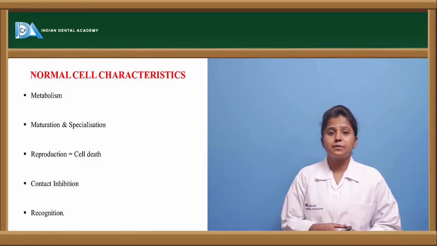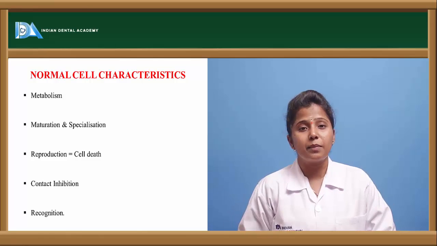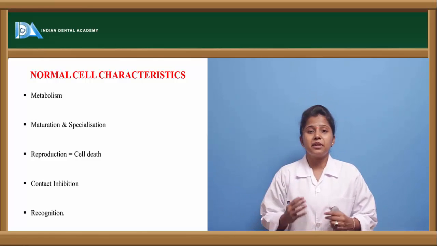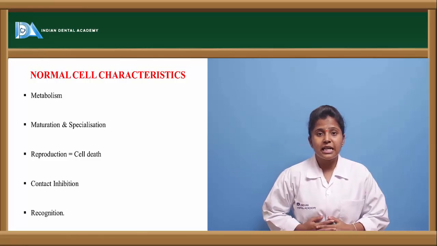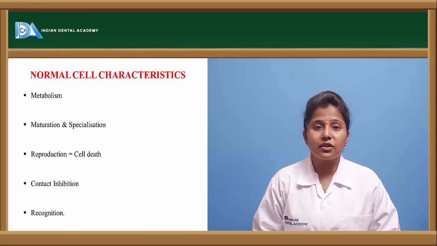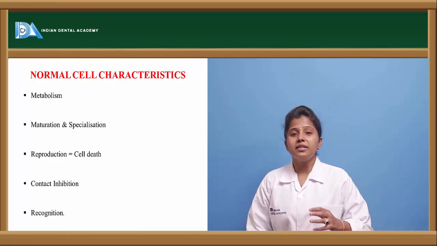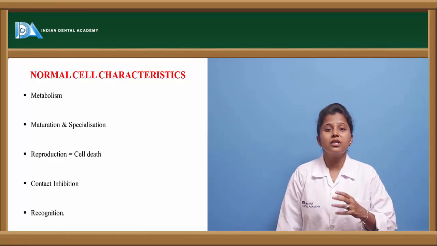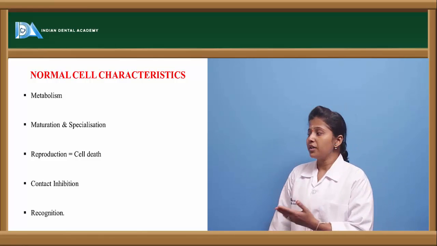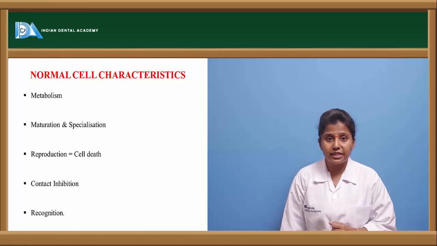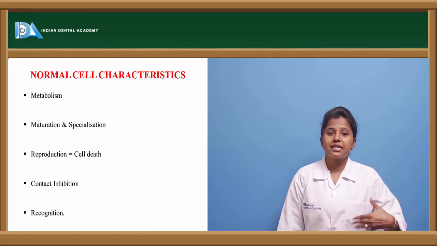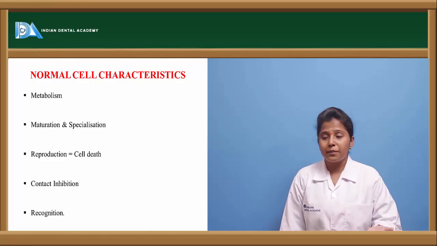And maturation and specialization. The cells undergo replication, and thereby they form different cells. For example, liver cells are called hepatocytes, and the cells of the heart are called cardiocytes. Even the cell names are given based on the location, or the place where they are formed. So the maturation and specialization of the cell is one of the characteristic features of normal cells. And reproduction: the cells will replicate, forming new cells.